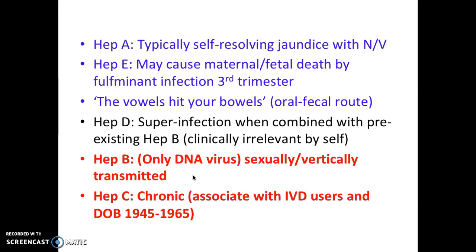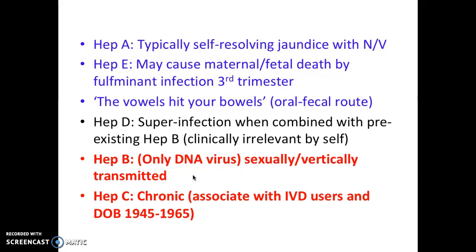So talking about the different viruses that cause hepatitis, you have hepatitis A through E. So the way that I like to organize this is starting with the vowels, because I like to remember the mnemonic. The vowels hit your bowels, because A and E are transmitted through the oral fecal route. They cause a lot of nausea and vomiting, but they're self-resolving. So the thing to remember is that E in particular can be really dangerous to the mother and the baby during third trimester because it can cause fulminant infection.